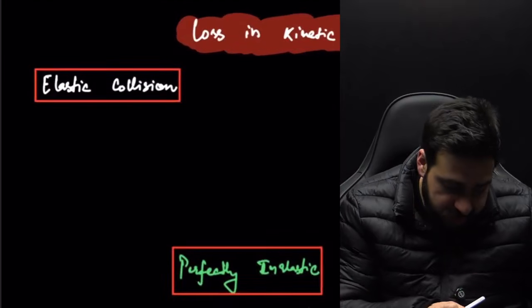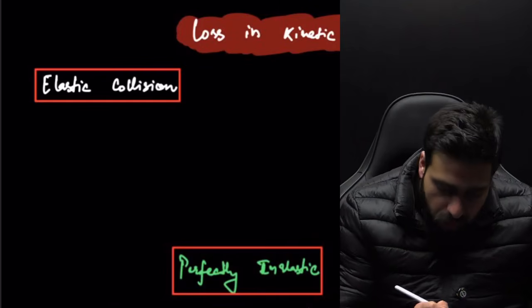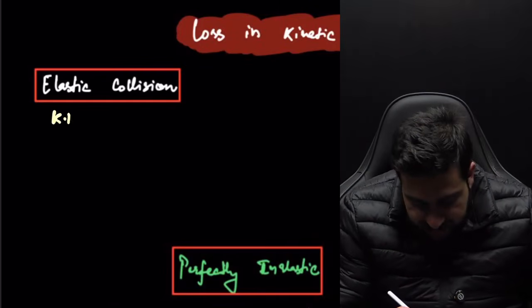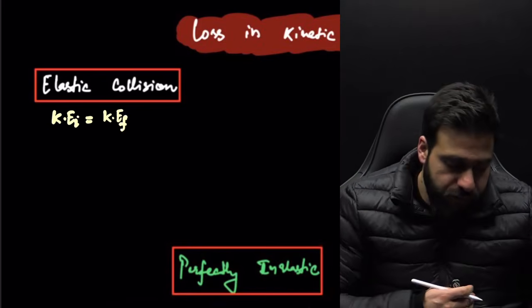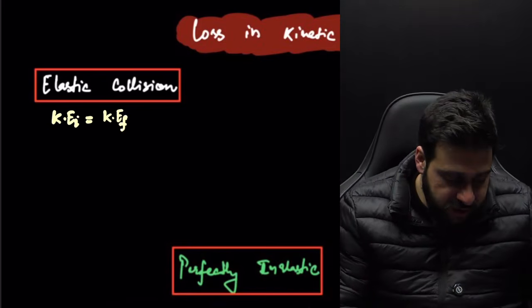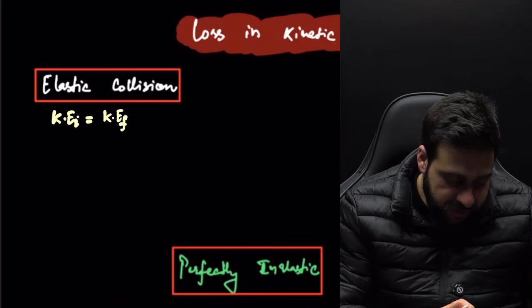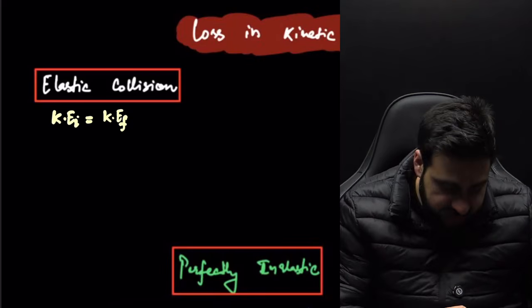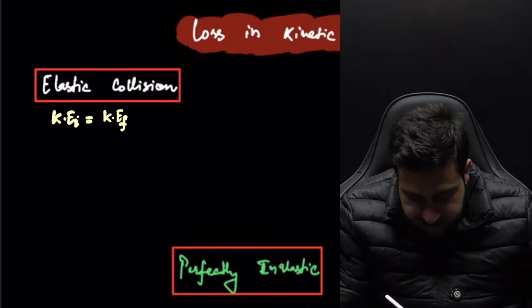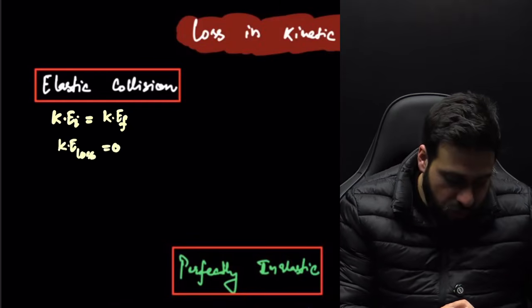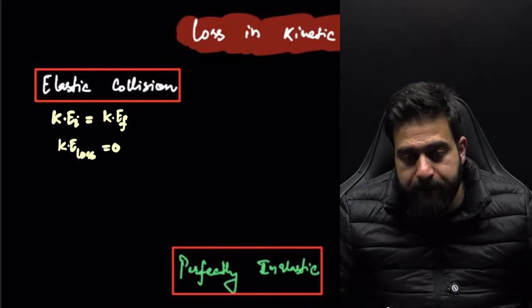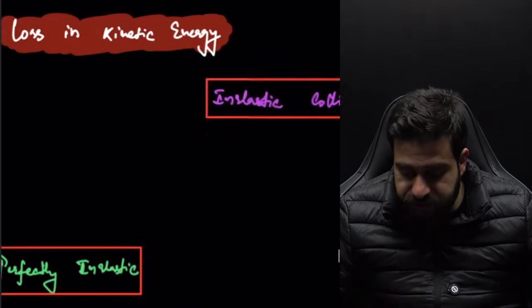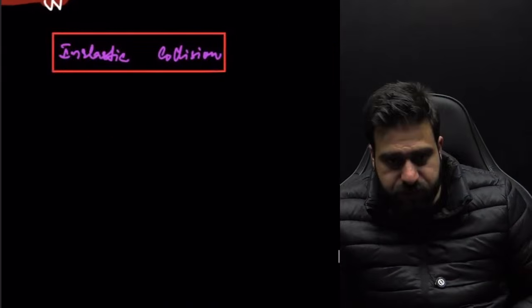When it comes to the loss in kinetic energy, we say kinetic energy initially is equal to kinetic energy finally. So if kinetic energy initially is equal to kinetic energy finally, then we say in that particular case the loss in kinetic energy is 0. Loss will be only if you have lost some kinetic energy. So if it is the same, kinetic energy loss is going to be 0.